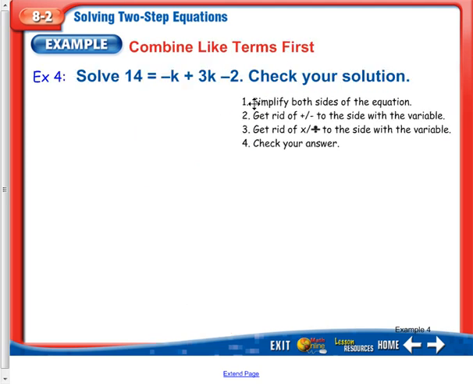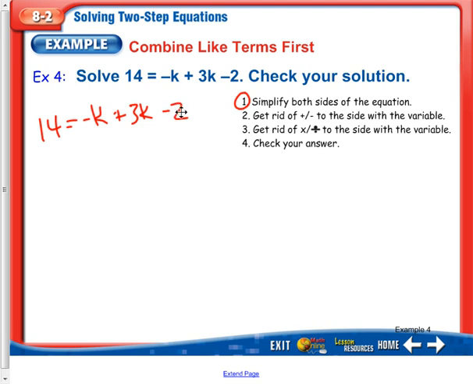All right, example 4. Now we actually get to do step 1. So I'm going to copy this down. 14 equals -k plus 3k minus 2. All right, simplify both sides. Well, there's nothing to do over here. But over here, I have a k, a -k, and I have a +3k, and I have a -2.